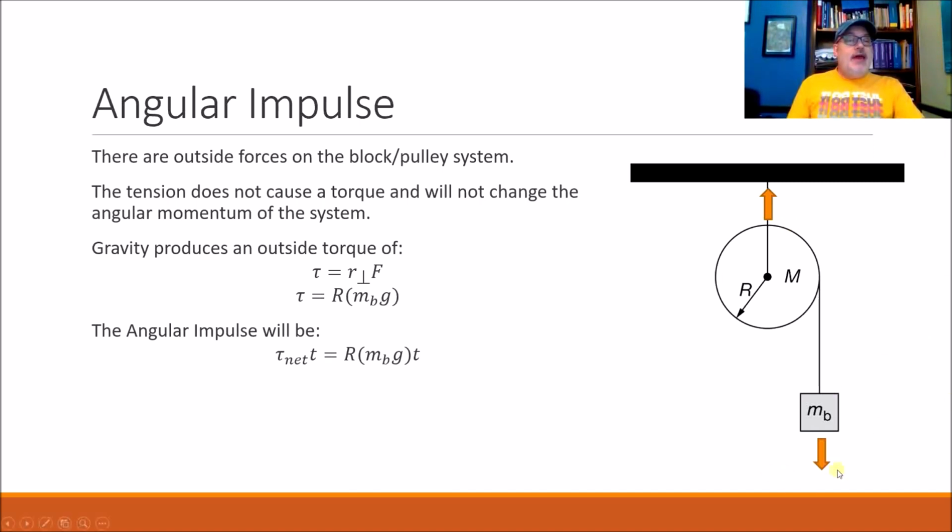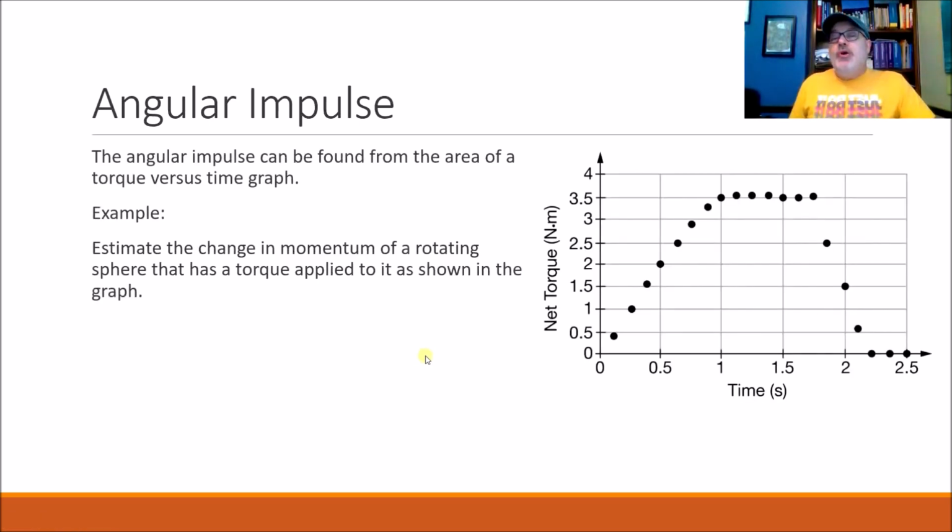Now, on the other hand, down here we have gravity, and the gravity line of action is along this string, and you see how it has a radius, so it's going to make this pulley rotate. So gravity is going to produce a torque. There's our radius, there's our force, R and mg, and then to find the angular impulse, all you do is take the torque and multiply by the time that it's applied, and so it's just going to be R mg times t.